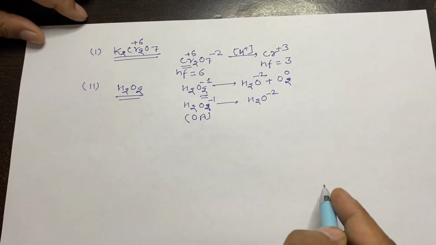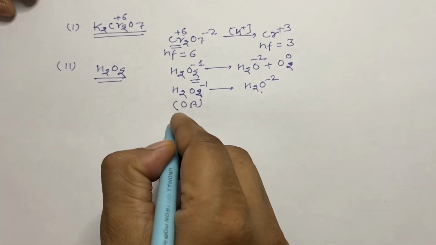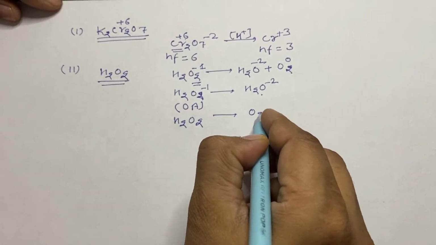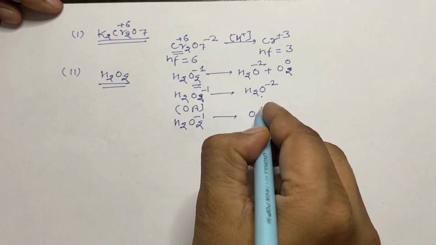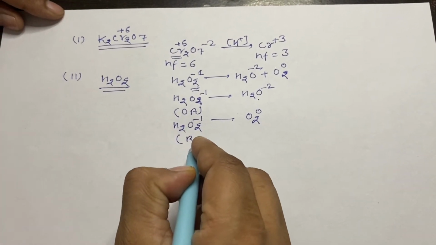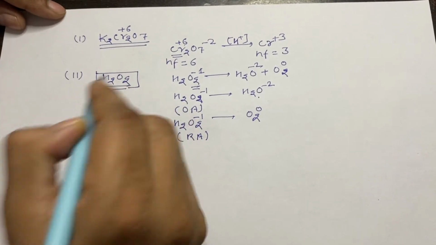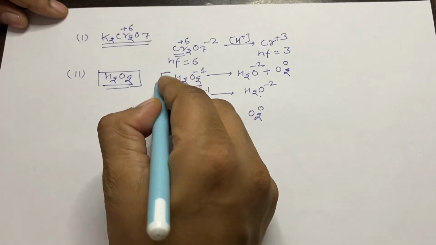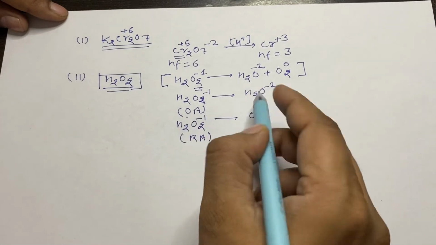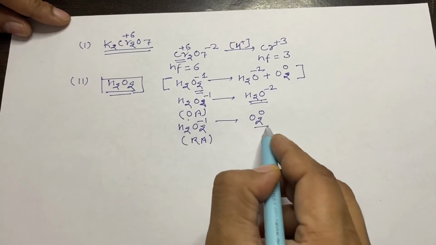So when H2O2 acts as an oxidizing agent, water will form, and when H2O2 converts into O2, it is increasing its oxidation number, so it will act as a reducing agent. So it should be noted that H2O2 can act as a disproportionating agent because it can increase or decrease its oxidation number. When it acts as an oxidizing agent, water will be formed. When it acts as a reducing agent, oxygen will be formed.